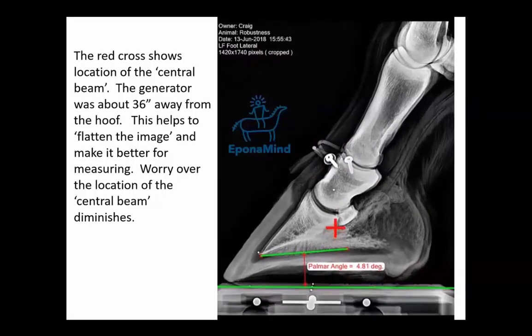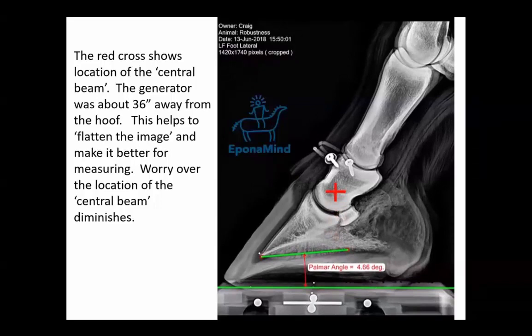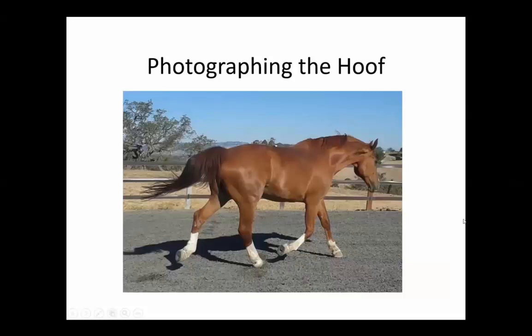And the answer is, if you keep the generator back, say at 36 inches, about a meter, you don't have to worry about it too much. You get a pretty good palmar angle reading, regardless of where that's exactly pointed. If you're going to move the generator in very close, then you have to think about it more, and it probably is better to have it lower in the image for measuring palmar angle. But just pull it back further, take an image, you can measure lots of things, not just the palmar angle, and they'll all be better for the bigger distance. Okay, now I'm going to switch on to photographing the foot briefly.